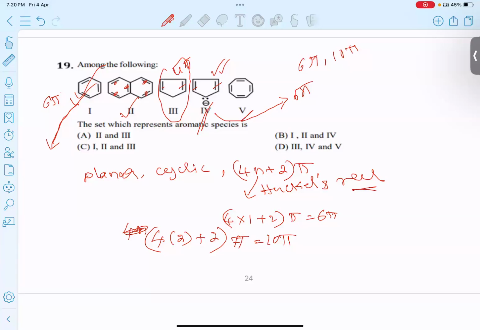Structure 5 is not aromatic because it contains only 8 pi electrons. A single ring should have 6 pi electrons, so it does not follow the 4n plus 2 rule. Therefore, the correct option is B: structure 1, structure 2 and structure 4 are aromatic species.